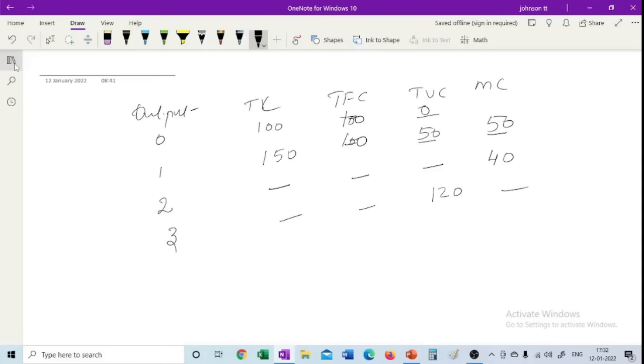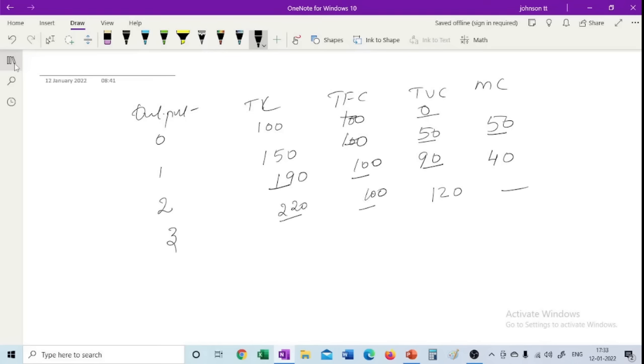So here for the second unit, marginal cost is 40. That means the total cost will be 190. Total fixed cost again 100 and total variable cost is 90. So we got everything. And here, for the third unit of output, the total variable cost is given as 120. So that means total cost will be total variable cost plus fixed cost. So 120 plus 100, that is 220.